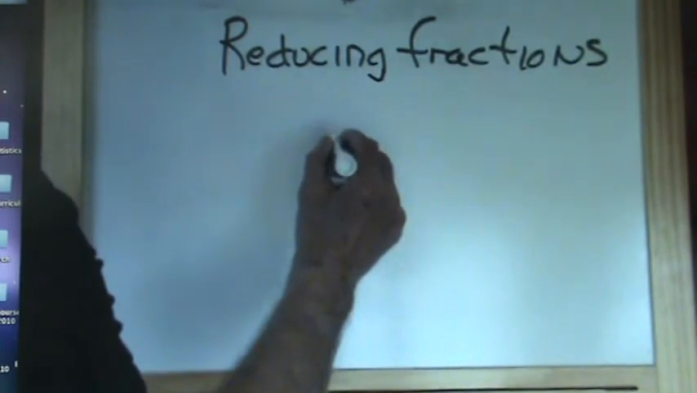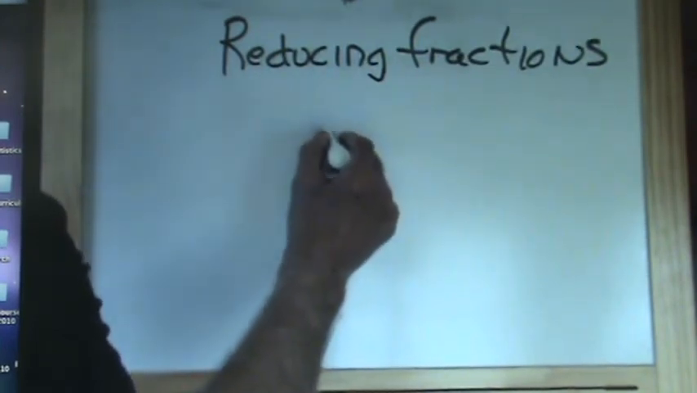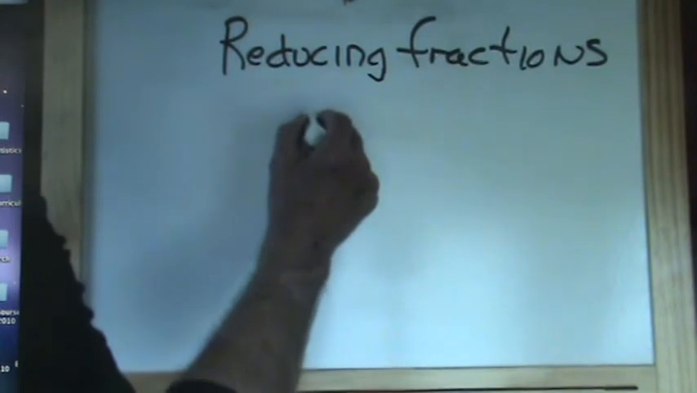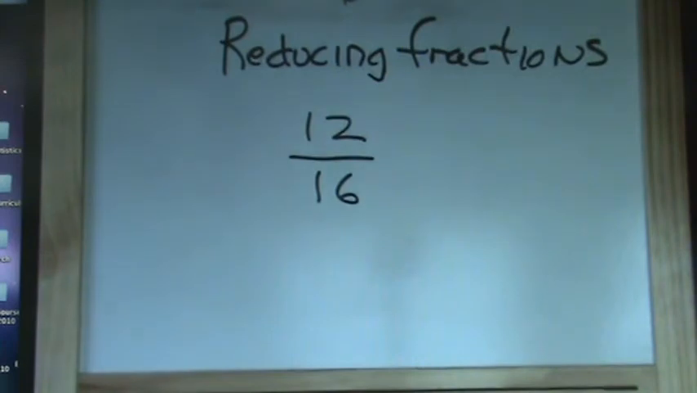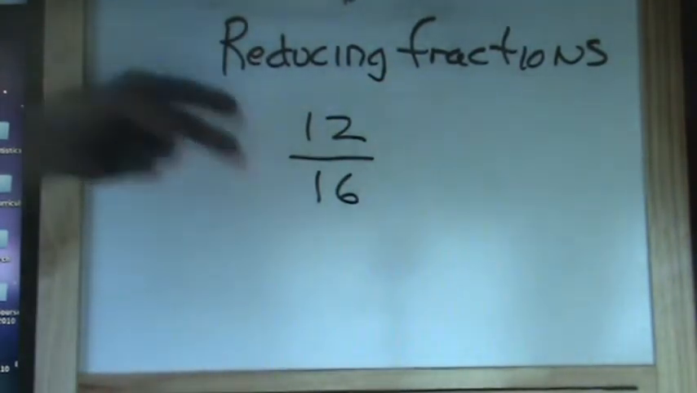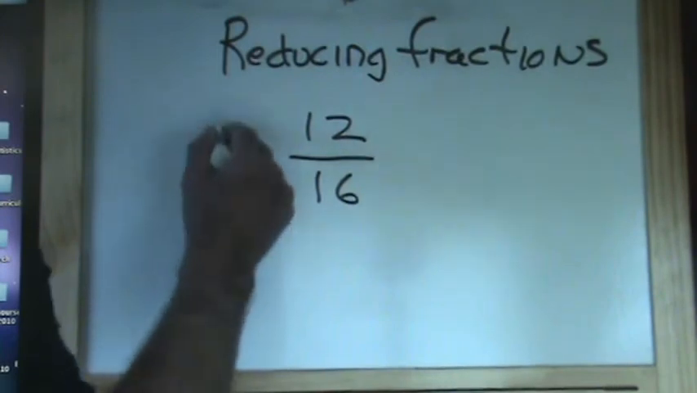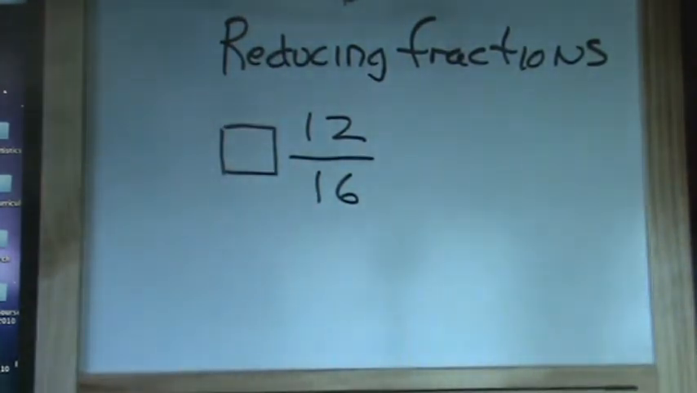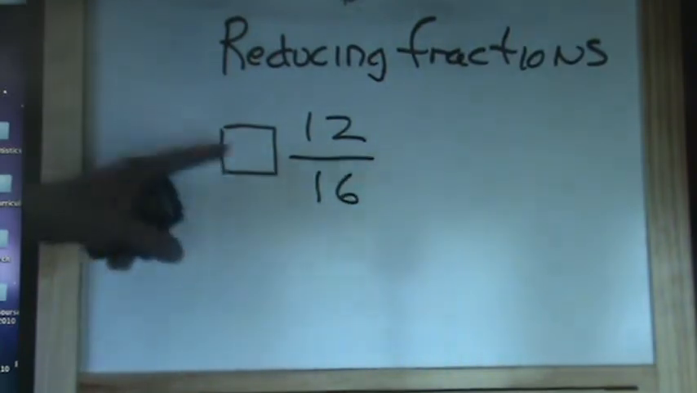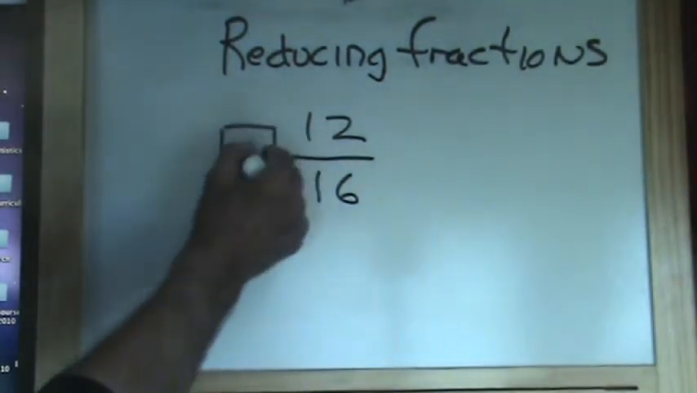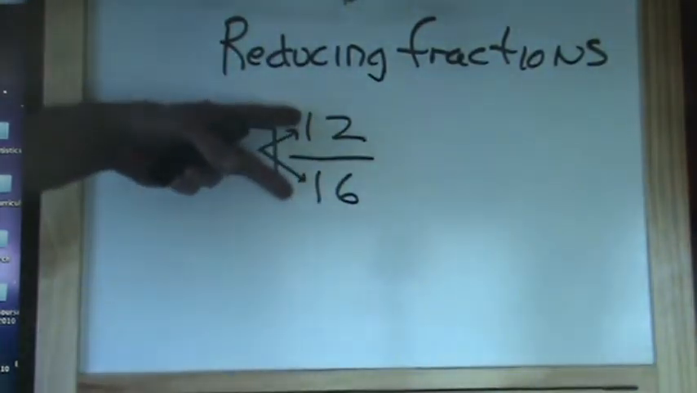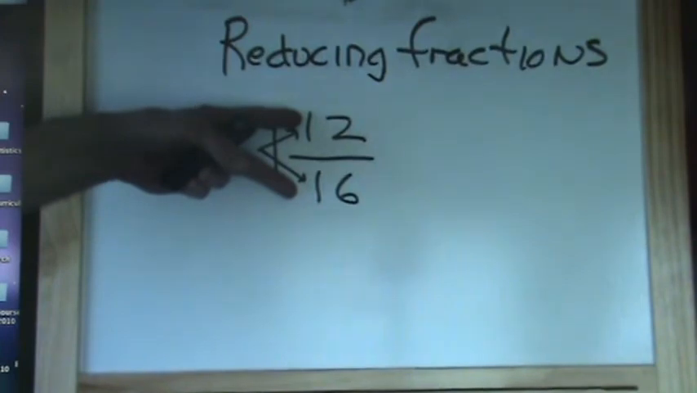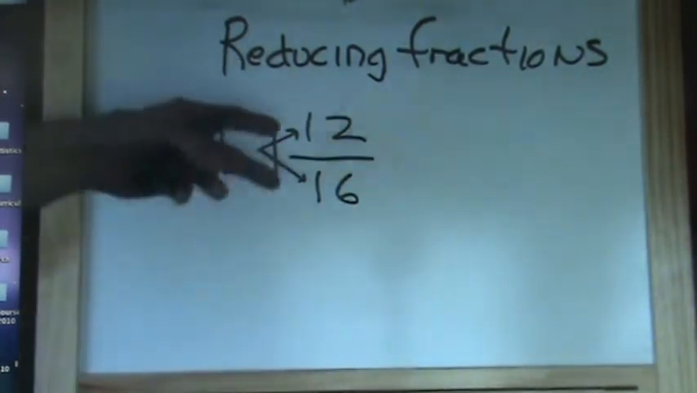Okay, quick review now in reducing fractions. Let's take the fraction 12/16. Okay, well, when we're going to reduce a fraction, we're looking for a number, and actually we're looking for the biggest number, because there may be more than one number. The biggest number that will go evenly into 12, and that same number will go evenly into 16. Well, these are both even numbers, so I know I can use 2. But is 2 the largest number that will go into both of these?